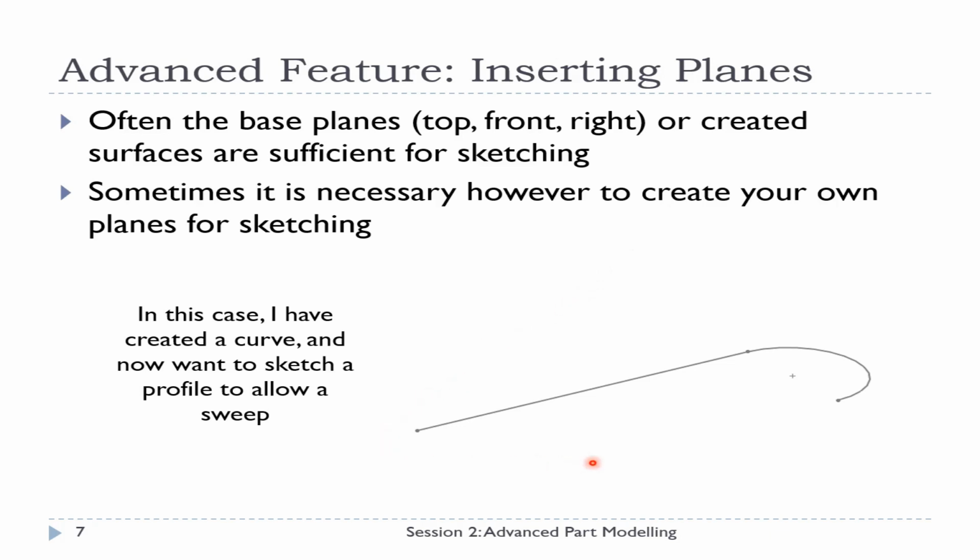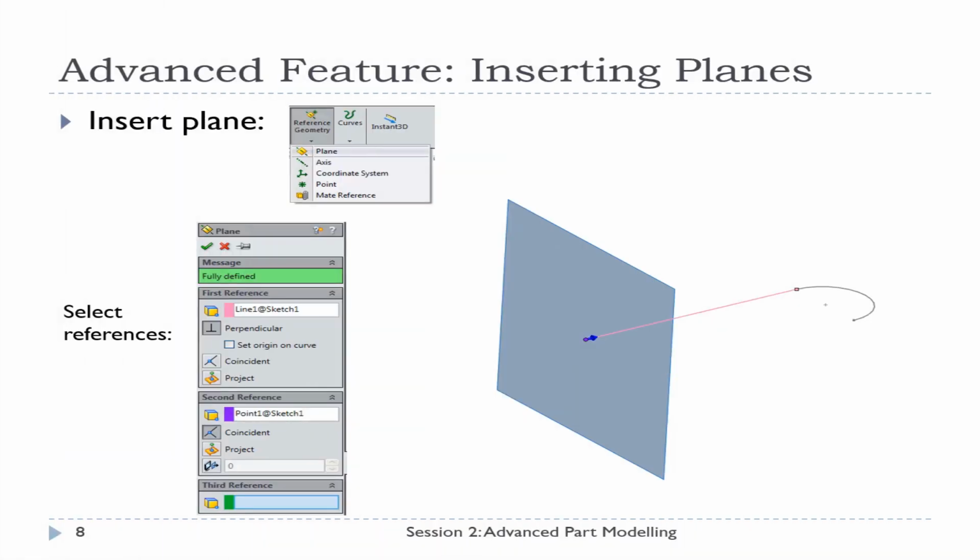So let's have a look at this example. In this view here, we have a sketch with a straight line and an arc. We are going to use this sketch to create a sweep feature. We will discuss sweep features shortly, but let's first talk about how we can insert a plane.